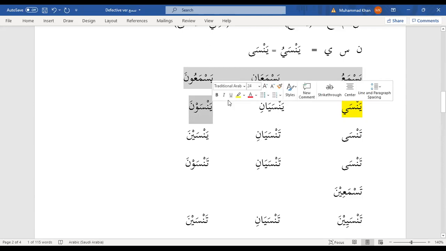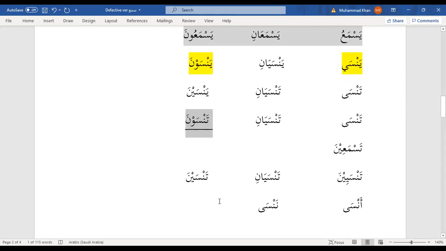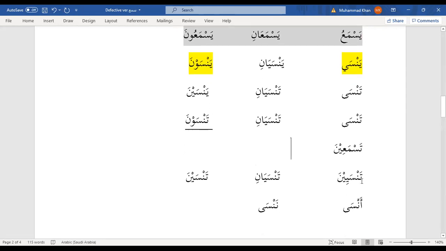Okay, so if this is yansauna, then we know that this one will be tansauna. Both of them, the same change will be applicable as we have here yansa and tansa, tansa and ansa and nansa. So we know that 3 changes will take place, and the third one takes place when we talk about the second person feminine. So here we have tasma'ina, and here we have tansa'ina.